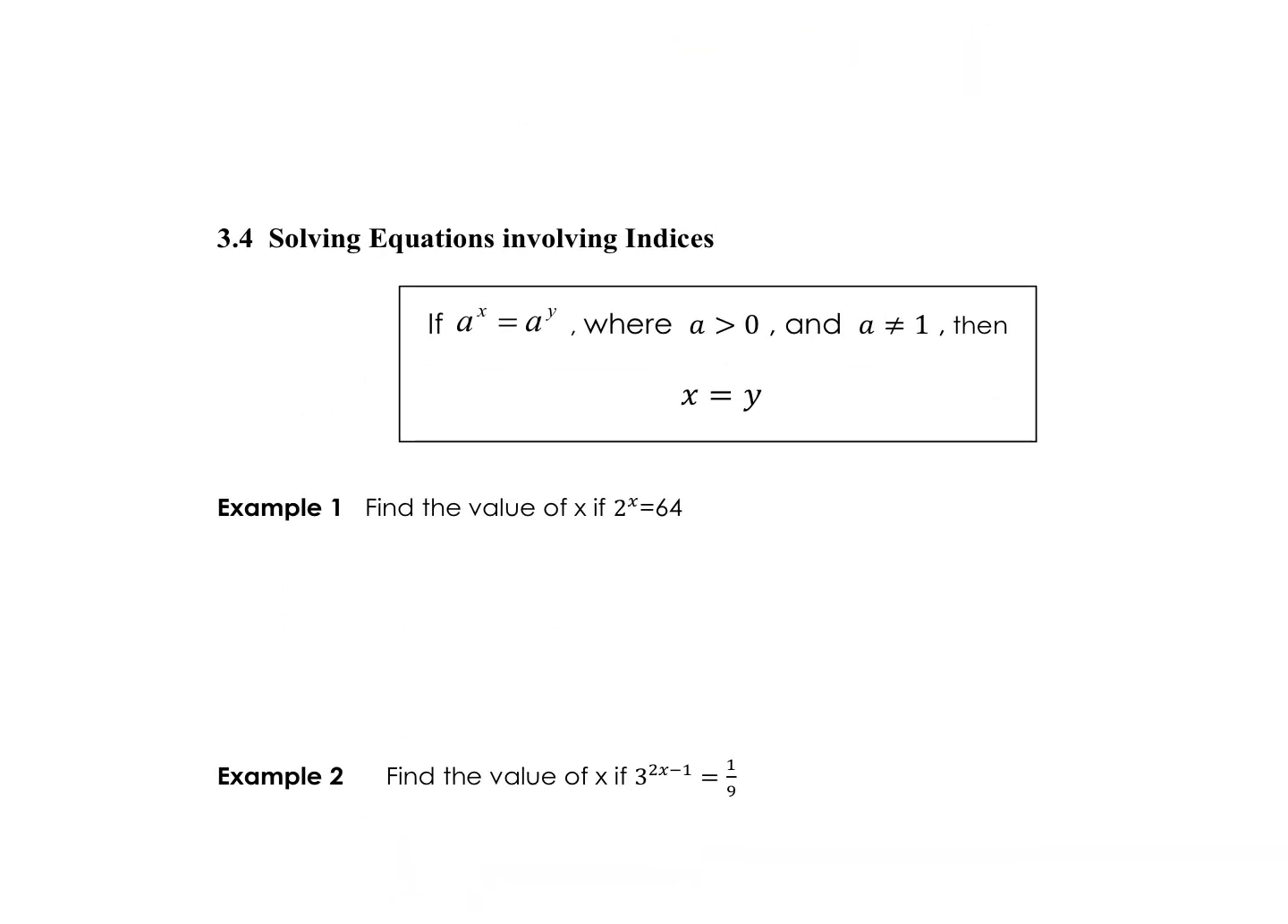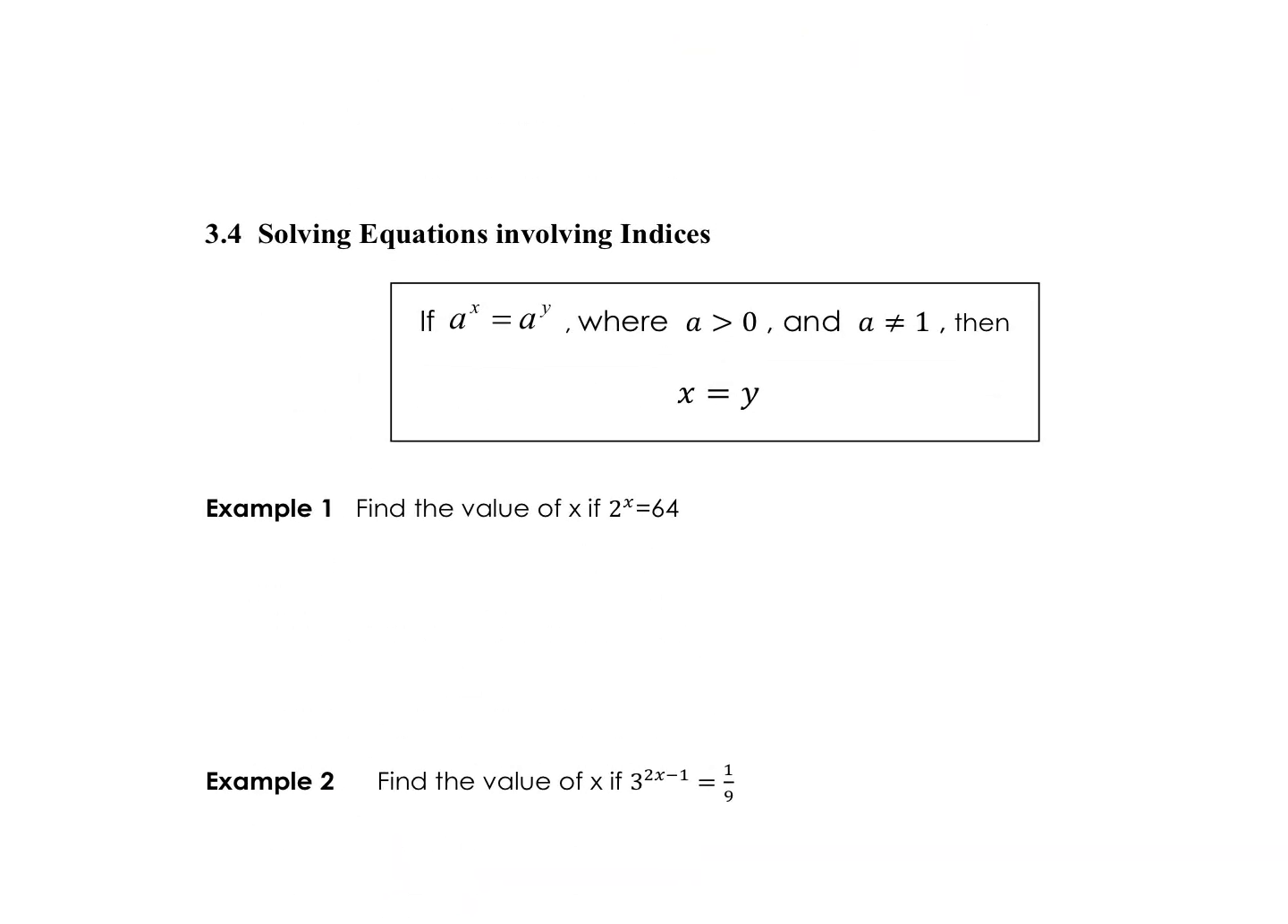Okay, this one. Okay, last one. When we solve equations involving indices, you always need to make sure that the base number at each end of the equal sign must be the same. This is the most important thing. Same base number. So if the base number is the same, then you can conclude that the power must be equal.